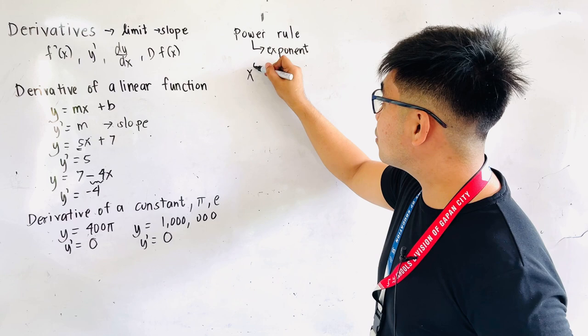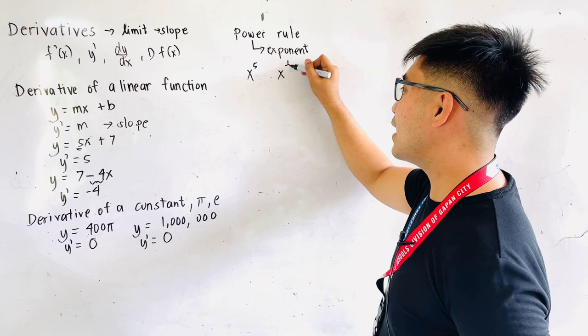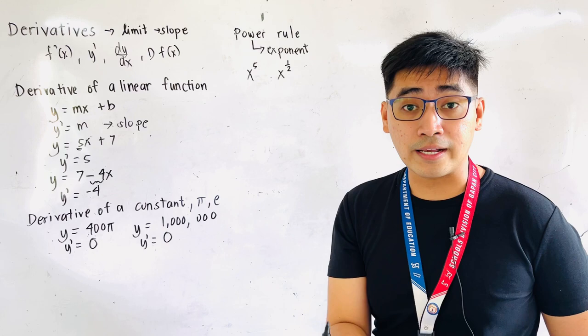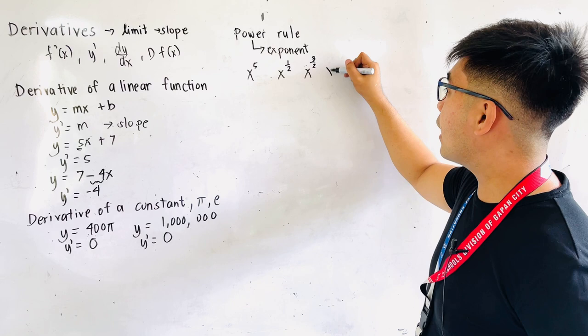We'll be having x raised to 1/2. Yes, 1/2 here is considered as the exponent of x. We also have x raised to 3/2. We also have x raised to 100. Therefore, these are the exponents of the given.